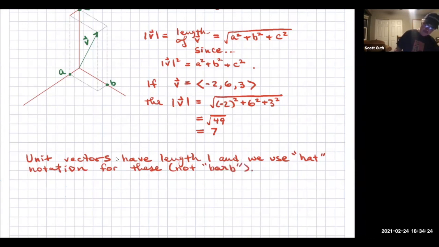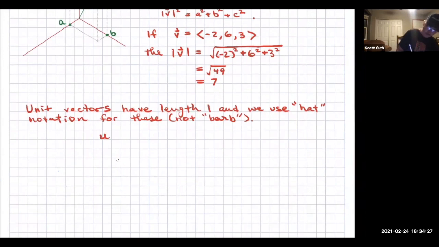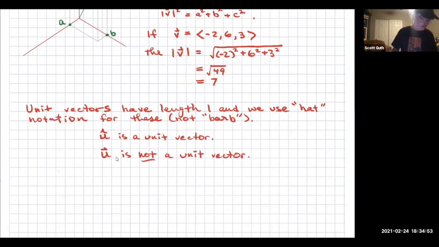Okay, so if I do u with a hat, this is a unit vector. If I do u with a barb, this is not a unit vector. So this is just notation. I'm not really uptight about this, but some of the teachers are pretty adamant.